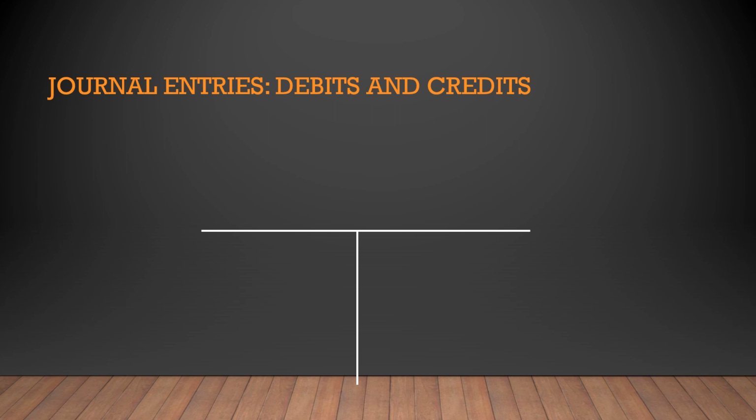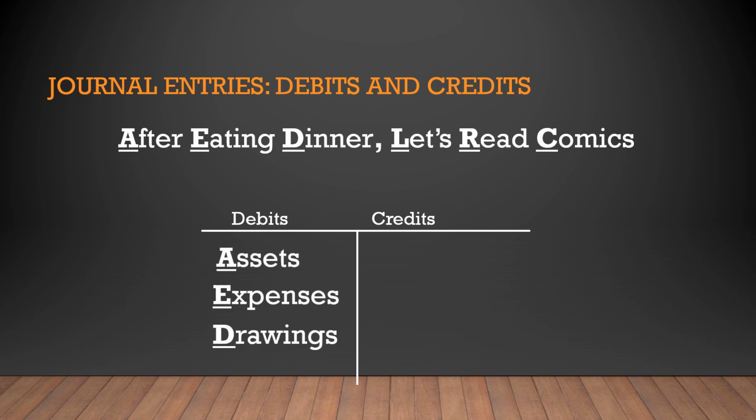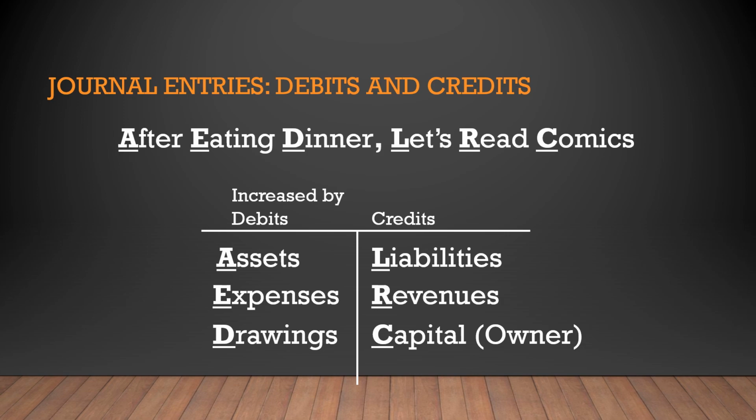That's a lot of information, right? How do we remember whether we increase an account with a debit or a credit? To help, I have a handy mnemonic. First, just remember that debit means left and credit means right. Next, remember the phrase, after eating dinner, let's read comics. Assets, expenses, and drawings are all increased with debits. Liabilities, revenues, and owner's capital are all increased with credits.